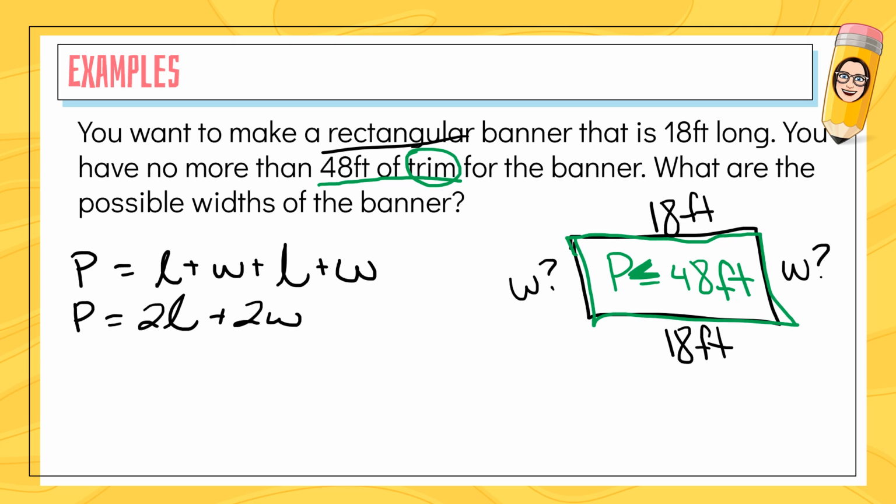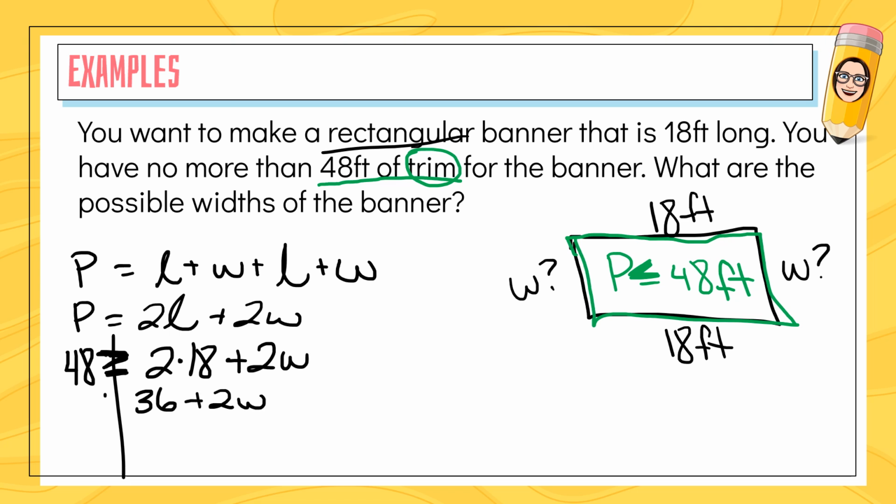All right, let's fill in what we know. Okay, 48 is the most I have, the biggest, or I could use exactly 48. I have 2 lengths of 18 and I don't know my widths. We just created our inequality. Okay, basic calculations here though. 2 times 18 is 36, so take care of that, right? That's basic. Subtract 36 over. We're just solving.